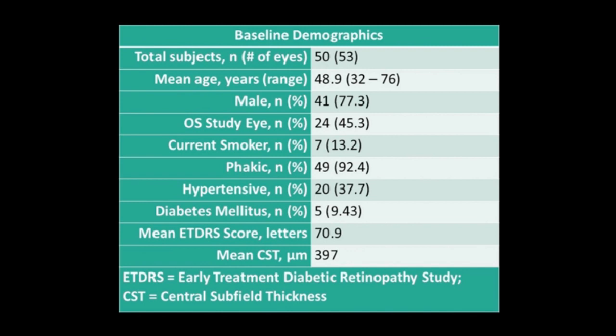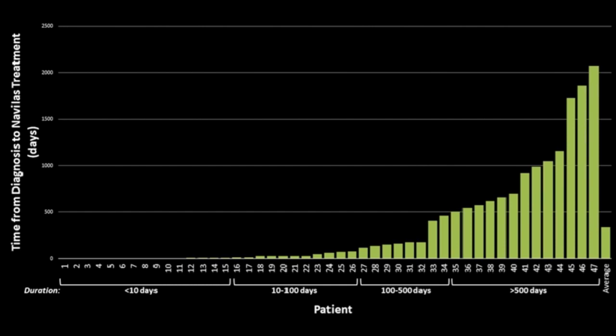Mean central thickness, though, was 397. A lot of these had a lot of fluid. This just shows you the chronicity.